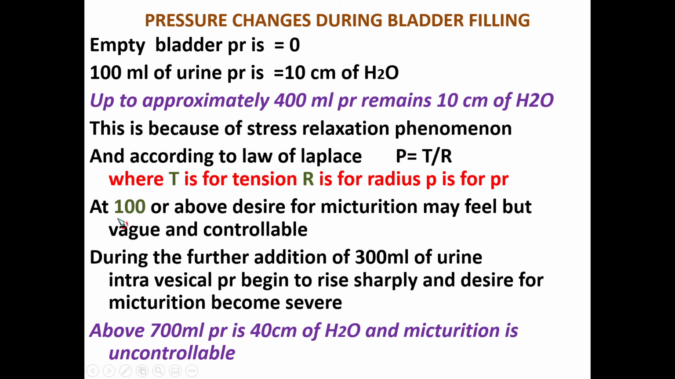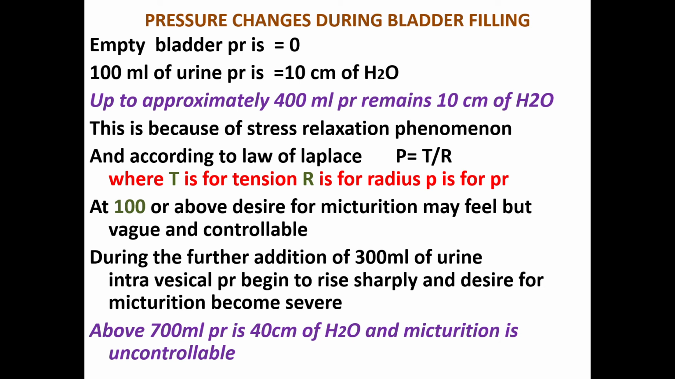At 100 ml or above, the desire for micturition may be felt, but it is vague, that means very small or weak and controllable. Again, I'm going to repeat the things. In the empty bladder, the pressure is 0. When the bladder is filled by 100 ml, the pressure is 10 centimeters. It remains 10 centimeters up to the filling of the bladder to 400 ml. That means your bladder is filling, but the pressure remains within 10 centimeters up to 400 ml of filling, due to the stress relaxation phenomenon.